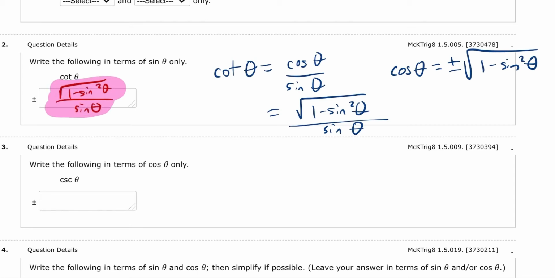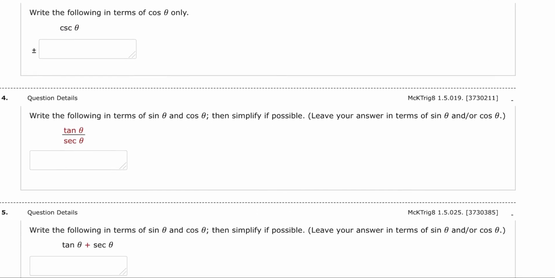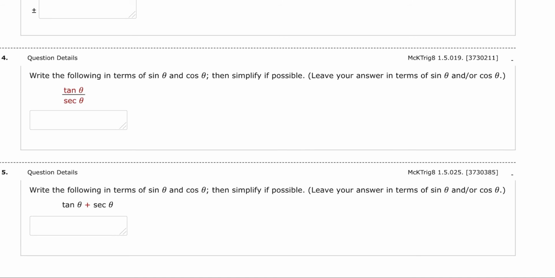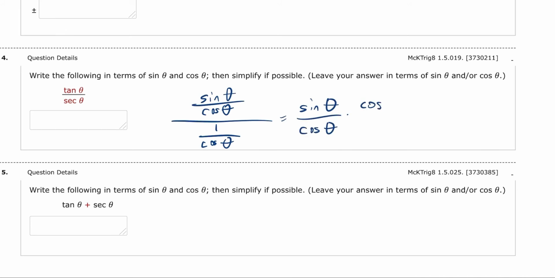All right, I'll skip this one because it's very similar to the problem we just did. Let's try this one. They say, write the following in terms of sine and cosine, then simplify if possible. Leave your answer in terms of sine theta and/or cosine theta. We know tangent is equal to sine theta over cosine theta, and we also know that secant is 1 over cosine theta. So now we're just dividing two fractions, which means we multiply by the reciprocal of the second one, times cosine over 1. And that will leave us with sine theta.